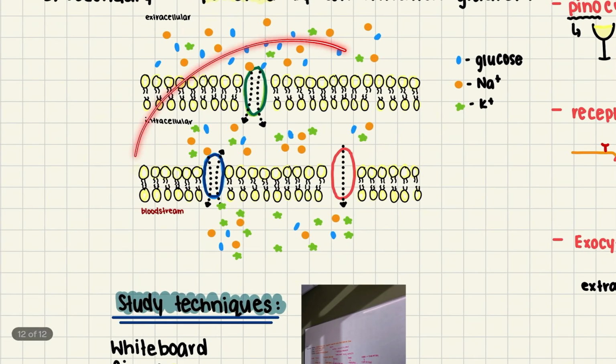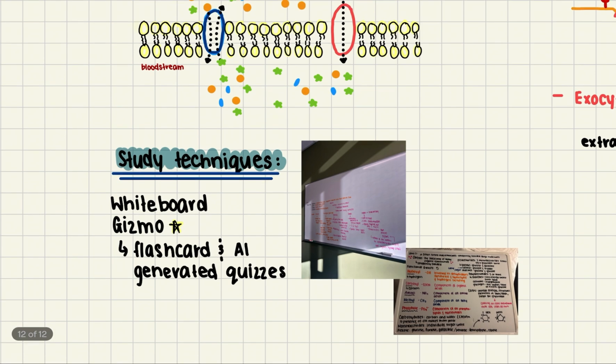And then I also use an app called Gizmo. This app is an AI-generated app. It makes flashcards and quizzes just off your notes. Just import them in. So I use this for our key terms that we have. I will put them in there, and it helps me study for them and understand them a lot better.